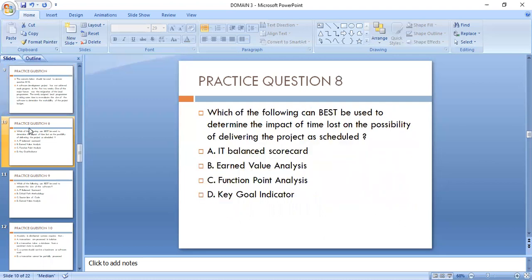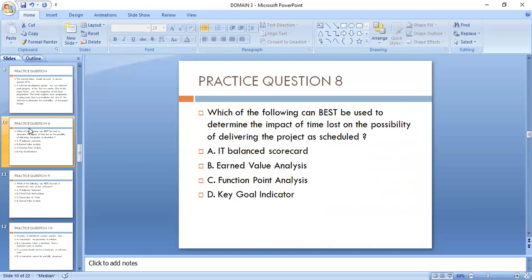Question 8. Which of the following can best be used to determine the impact of time lost on the possibility of delivering the project as scheduled? A. IT balanced scorecard. B. Earned value analysis. C. Function point analysis. D. Key goal indicator, KGI. So how do we determine the impact of time lost?